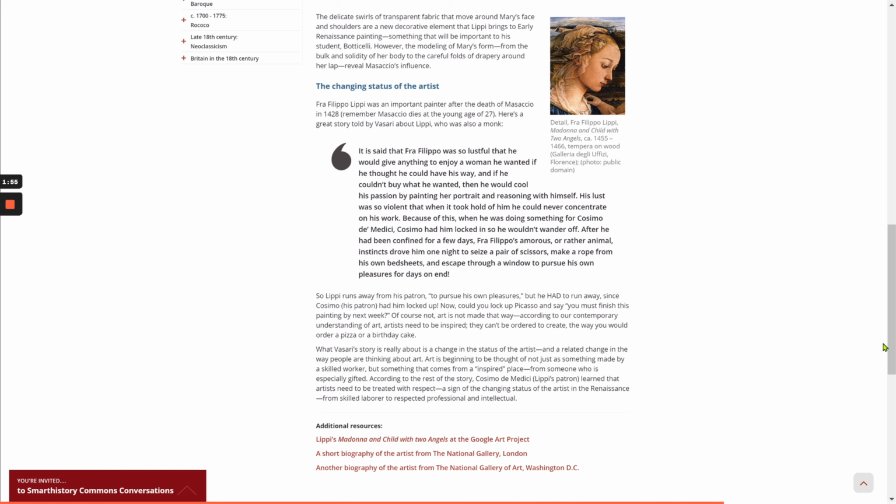What Vasari's story is really about is a change in the status of the artist and a related change in the way people are thinking about art. Art is beginning to be thought of not just as something made by a skilled worker, but something that comes from an inspired place, from someone who is especially gifted. According to the rest of the story, Cosimo de' Medici, Lippi's patron, learned that artists need to be treated with respect, a sign of the changing status of the artist in the Renaissance, from skilled laborer to respected professional and intellectual.